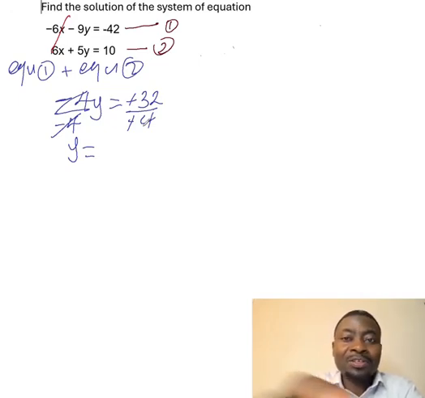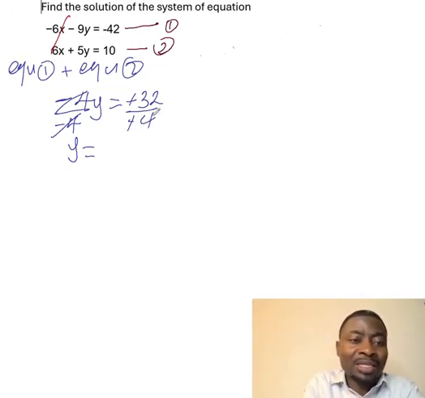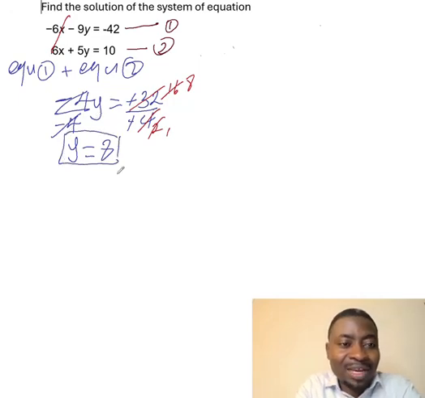You can easily just break it down: 2 into 32 is 16, 2 into 16 is 8. So our answer is that y is equal to 8. That is it. Not hard, right? Very simple. So what do I do next?